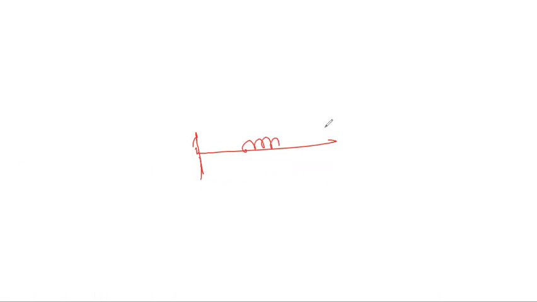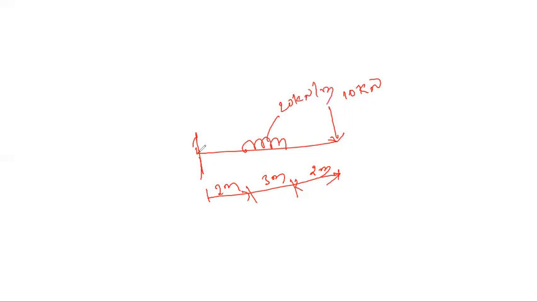For example, if you have a UDL here and a point load here, and the lengths are 2 meter, 3 meter, and 2 meter, and here we have 10 kilonewton of point load. If this is 20 kilonewton per meter, and it is asked to determine the bending moment, consider this as C, this as D, this as A, this as B. What is the bending moment at this portion? What do we need to do?